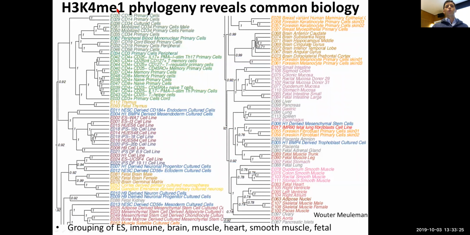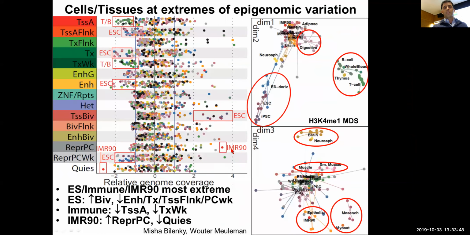You can also learn about the relationships between these different cell types. For example, if you use one of these marks, this enhancer associated mark, to basically ask, how are these samples related to each other? You will basically see that all these blood samples are in fact clustering together. All these embryonic stem cell and induced pluripotent stem cells are clustering together. All these brain samples are clustering together, and so on and so forth. So that basically tells you that you can infer the common biology of all these marks by clustering their chromatin states.